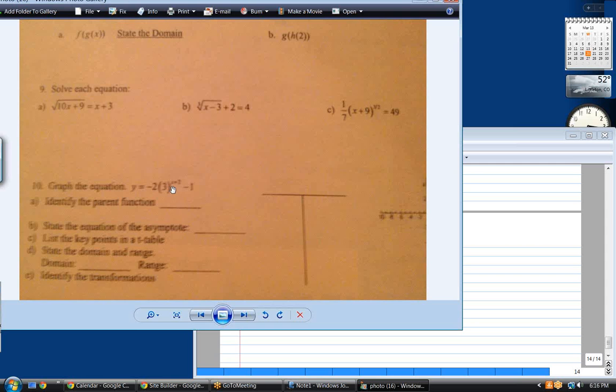Yeah, that plus 2 is a translation to the left of 2 units. Okay.